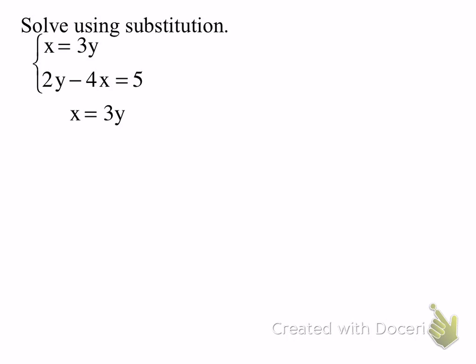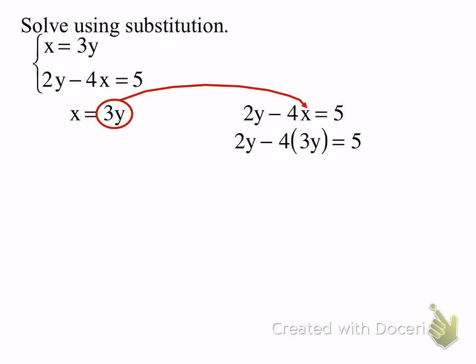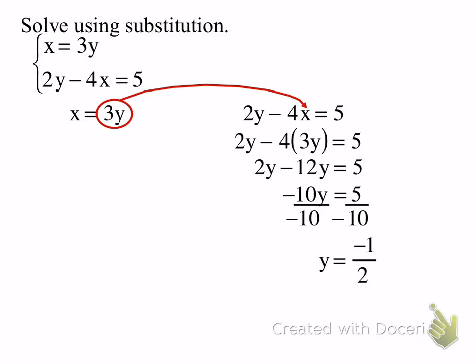I'm substituting in the 3y for the x. And now what I get is 2y minus 12y equals 5, which is negative 10y equals 5. Divide both sides by negative 10. And y is equal to negative 1/2. You're right.